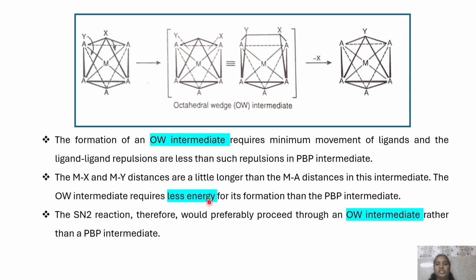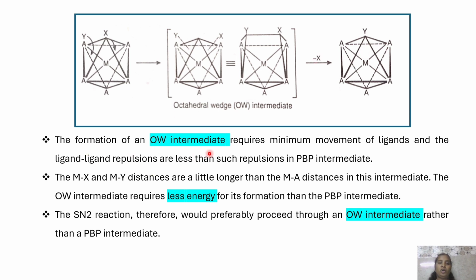See the structures regarding this. Initially this is the octahedral structure. The octahedral structure contains one ligand X and the number of other similar ligands is 5. With the approach of the ligand Y, X and Y are arranged such that they are in the octahedral wedge. Finally, we get the octahedral complex which contains only the ligand Y, with the loss of ligand X.